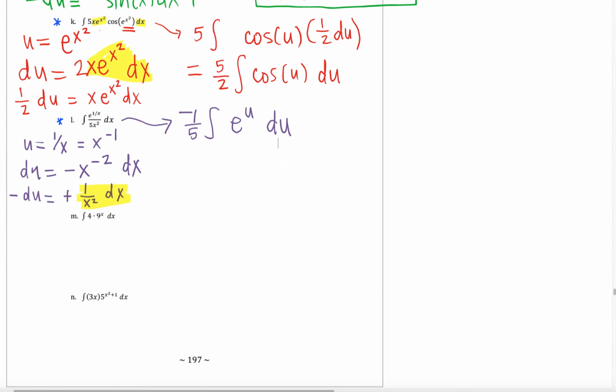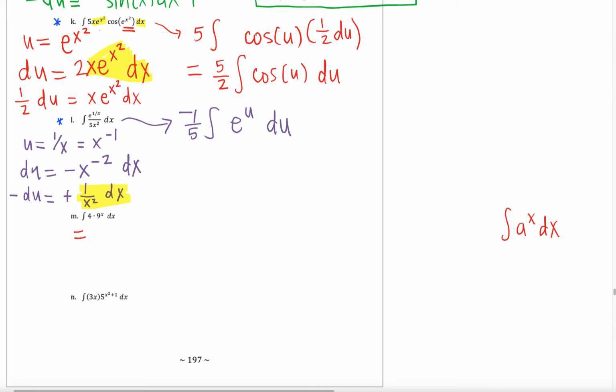Okay, let's look at a couple more examples dealing with exponentials here. So here we're dealing with that last basic integral, where it was the integral of a to the x dx. So here our base is not e. In example M, our base is now 9.